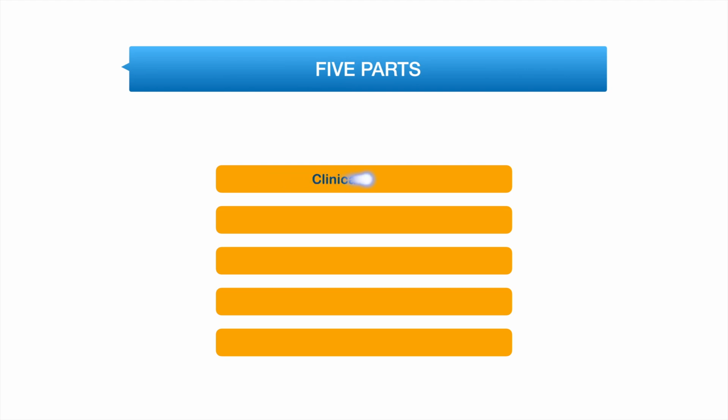Now we have divided this topic into five parts. They are clinical features, types, pathophysiology or etiology, investigations, and treatment. Now come to the clinical features.